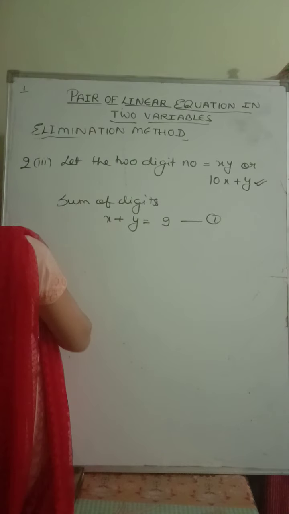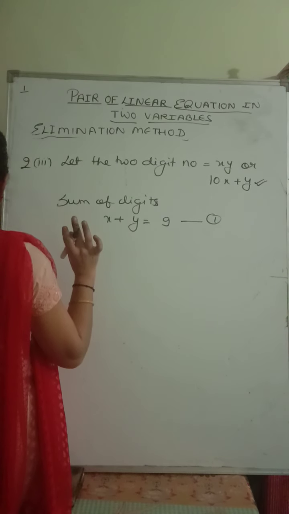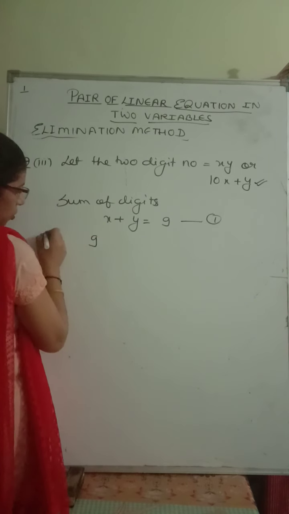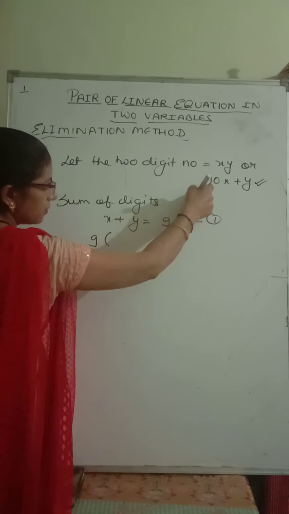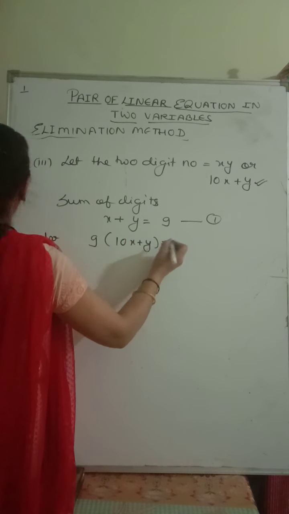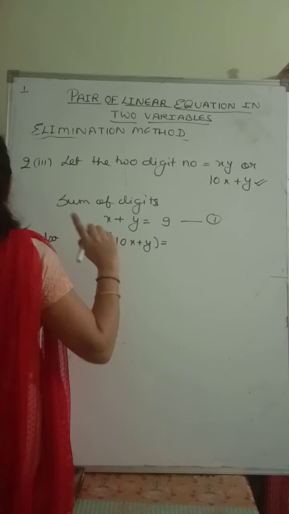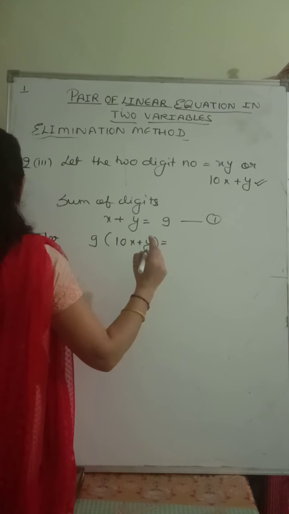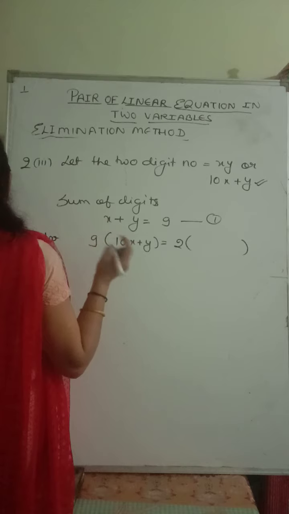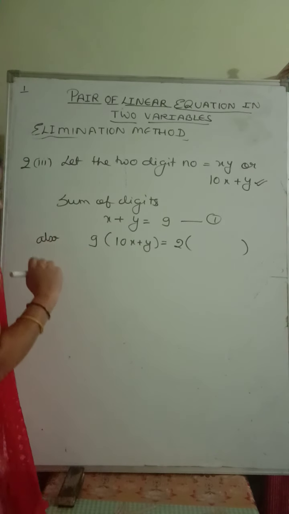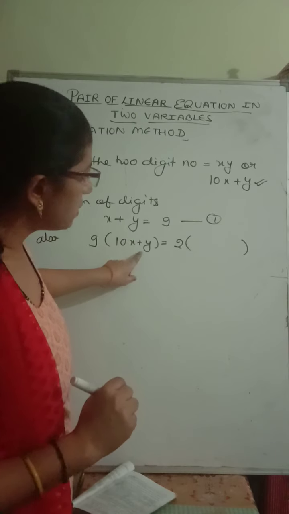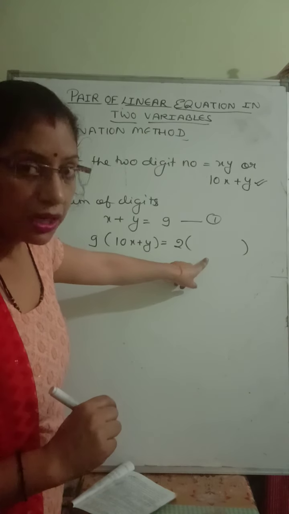फर्स्ट पार्ट हो गया. Also 9 times this number, ये लेंगे, 9 times this number is twice the number obtained by reversing the digit. Find the number. अब twice the number, ये जो नंबर है 9 times the number, twice the number obtained by reversing the digit.